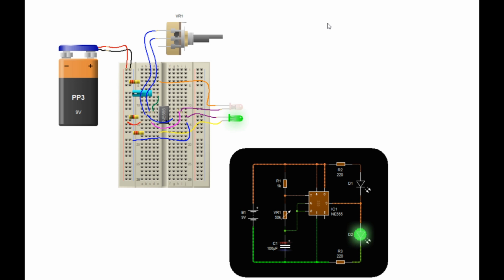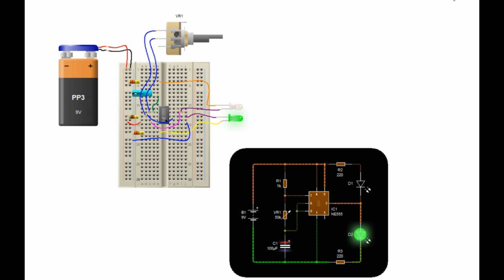5. Connect pin 2, trigger, and pin 6, threshold, together. This connection is crucial for the astable operation. 6. Connect pin 7, discharge, to the junction of resistors R1 and R2. 7. Connect the other end of R1 to the positive terminal of the power supply. 8. Connect the other end of R2 to pin 6, threshold, and pin 2, trigger. 9. Connect the timing capacitor C1 between pin 6, threshold, and ground.